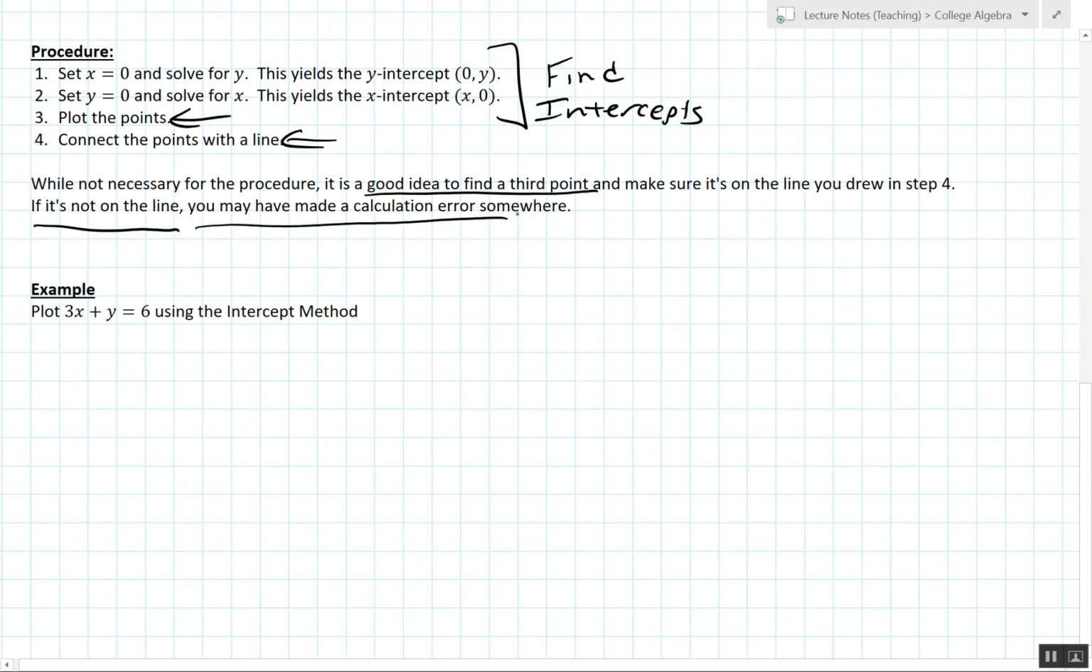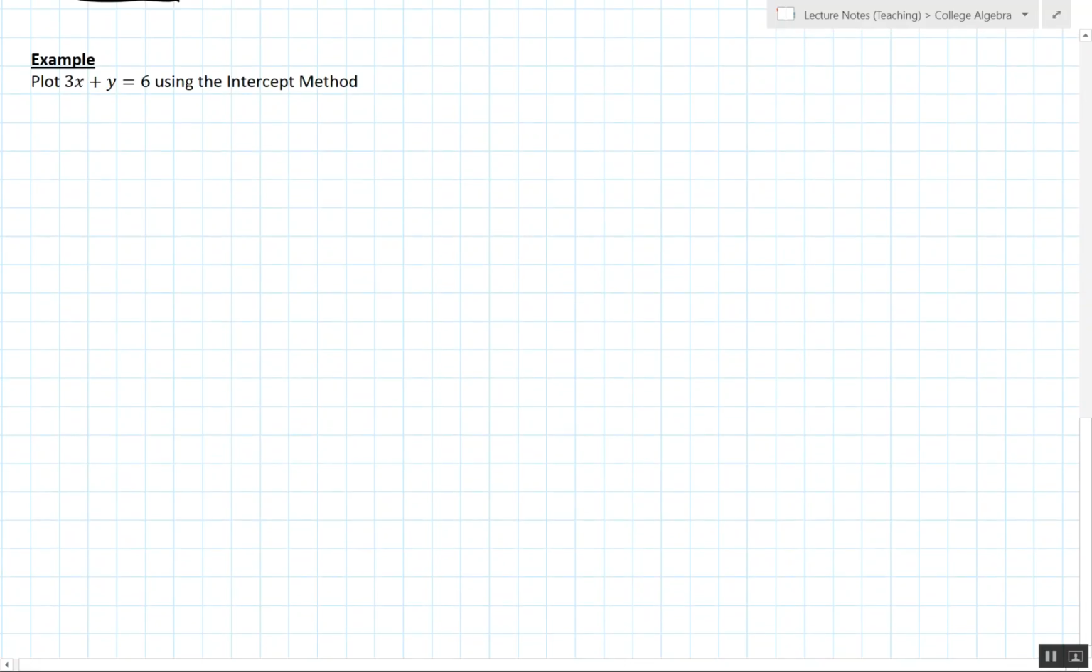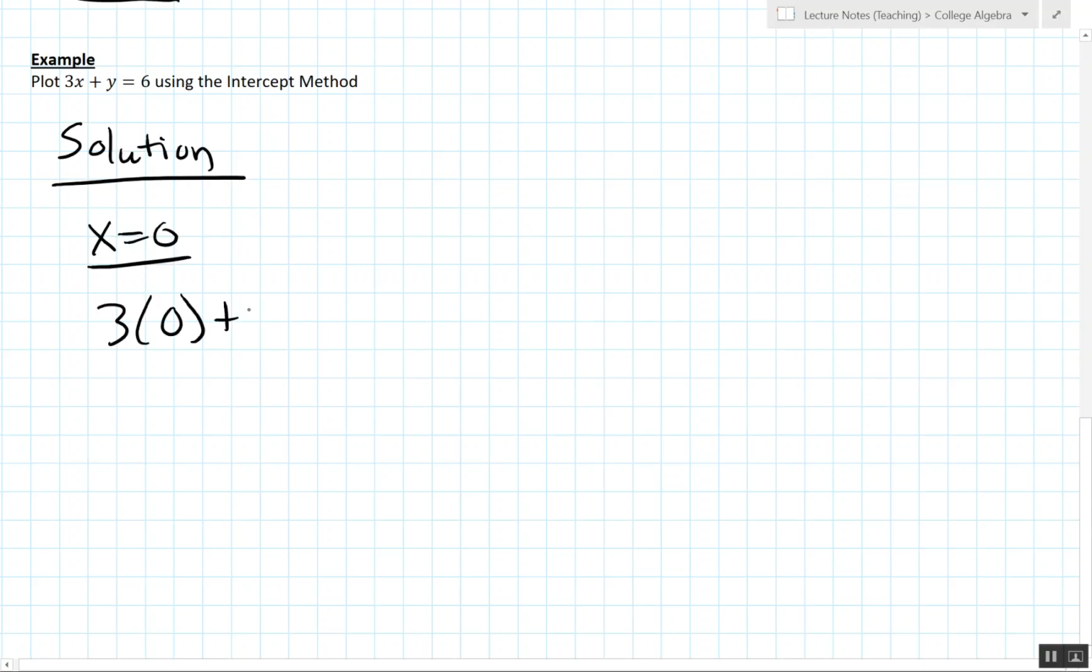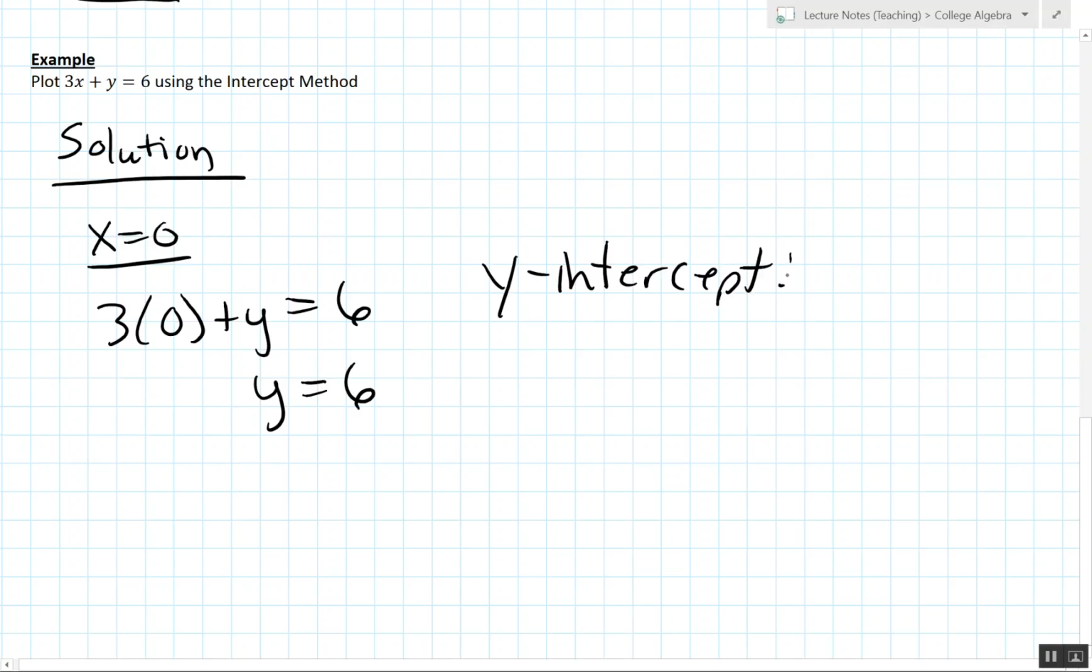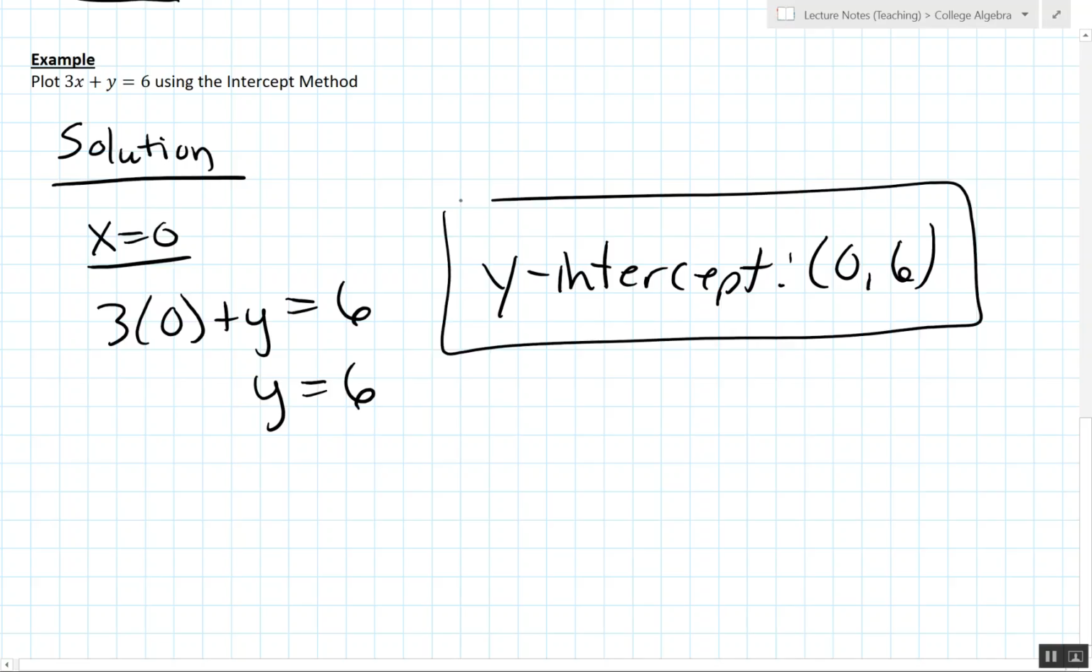So let's try this out with an example: 3x plus y equals 6. Our solution looks like this. We have 3 times 0. Oh, sorry, Mrs. Sepp, I should have told you that I'm going to set x equal to 0. So we have 3 times 0 plus y equals 6. So we'll get y is equal to 6. And so our y-intercept is (0, 6). We'll save that for future reference.